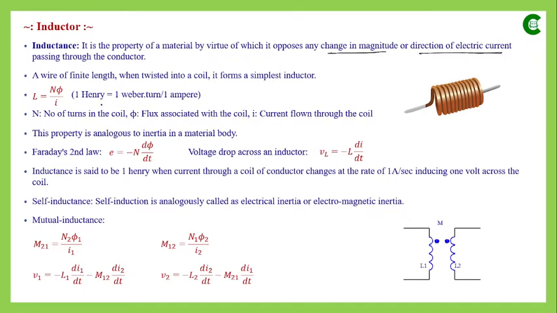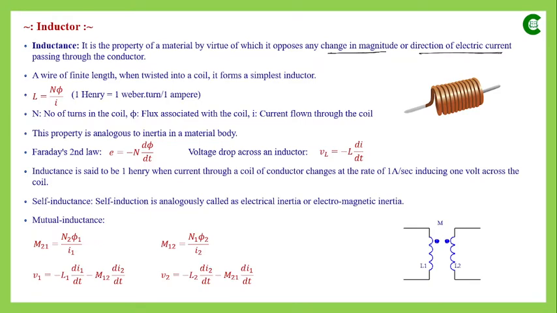Now the unit of inductance is Henry, and 1 Henry is measured as 1 Weber turn, where Weber is the unit of flux, and turn here represents the number of turns of that coil. So here it is 1 Weber turn divided by 1 ampere. We know the ampere is the unit of current. So for 1 Henry, Henry being the unit of inductance, 1 Henry is the measurement of 1 Weber turn divided by 1 ampere, or per ampere, we can say.